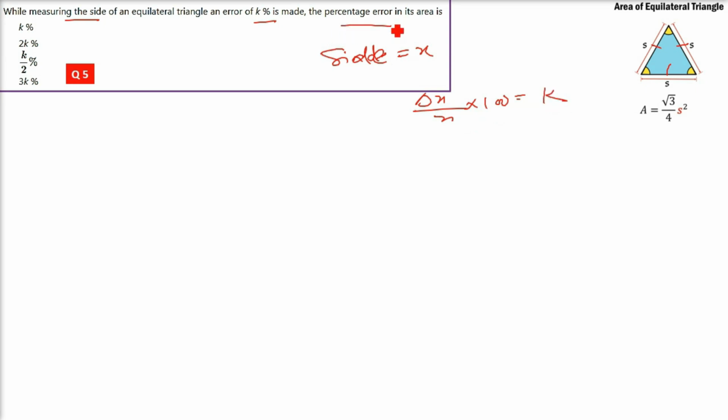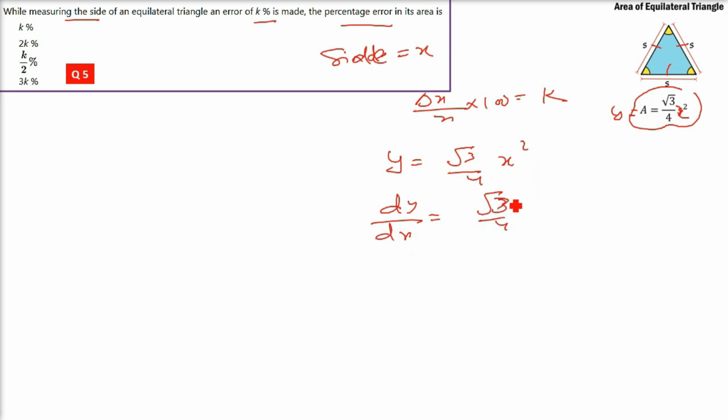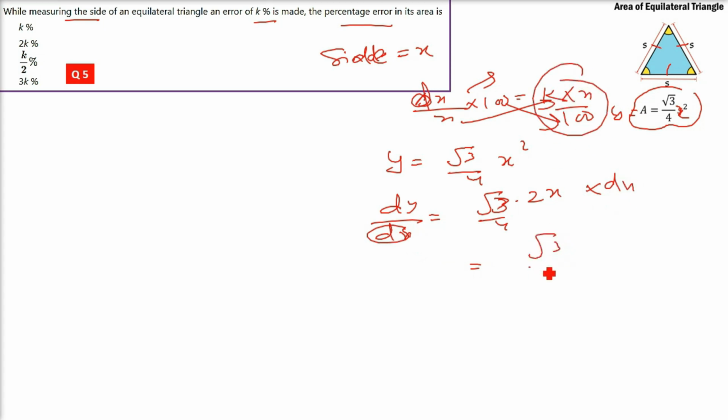The percentage error in its area. Area is what? Root 3 by 4 x square. So let us call this as y. Y is equal to root 3 by 4 x square. dy by dx is root 3 by 4, and this is 2x. Don't cancel 4 and 2 as of now. You'll just see. dx, and delta x can be computed from here. X goes up, 100 goes down. So it's kx by 100 in place of delta x, or dx, replace it by kx by 100. So this dx goes here, and in place of dx I am replacing it by kx by 100. So root 3 by 4 into 2x, here kx by 100.